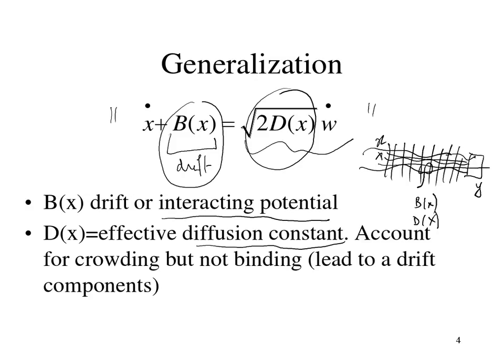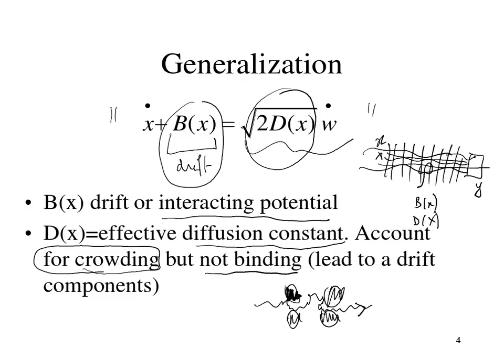And D of X is usually connected to the amount of crowdedness. That is, if you have obstacles, this is more or less the density. D of X can be connected to the density of obstacles that a particle has to get around if it wants to continue traveling. But one thing is for sure, this is not connected to any binding, which is in the drift term.